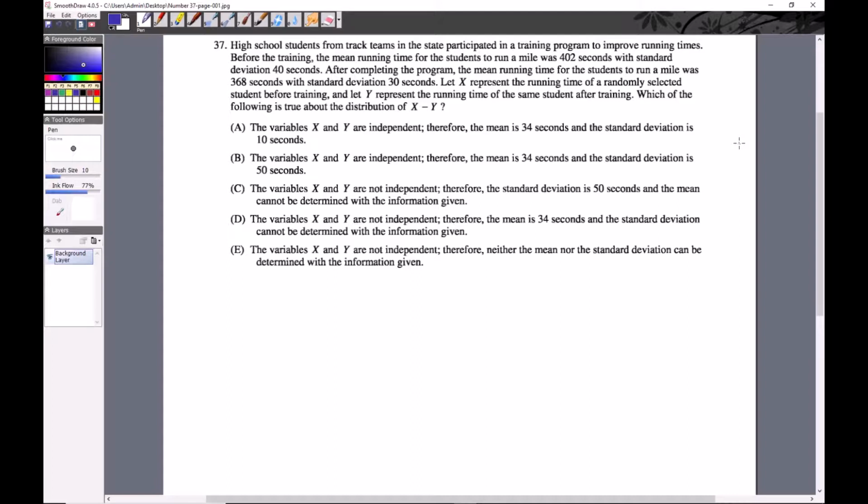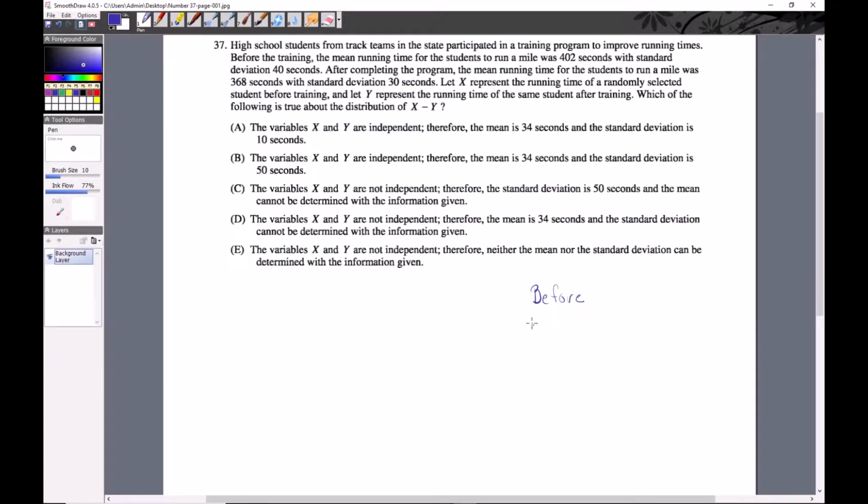But anyway, number 37 here: high school students from track teams in the state participated in a training program to improve running times. Before the training, the mean running time for the students to run a mile was 402 seconds with a standard deviation of 40 seconds. So we can kind of record that. Let's see, we'll just go with before.